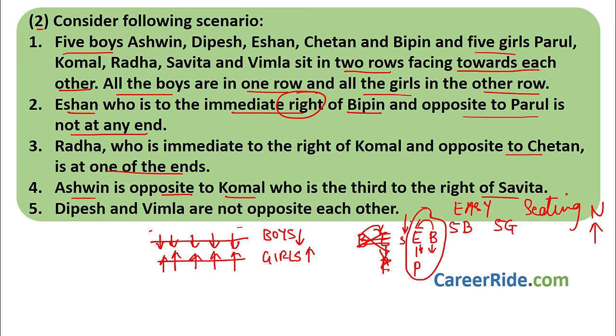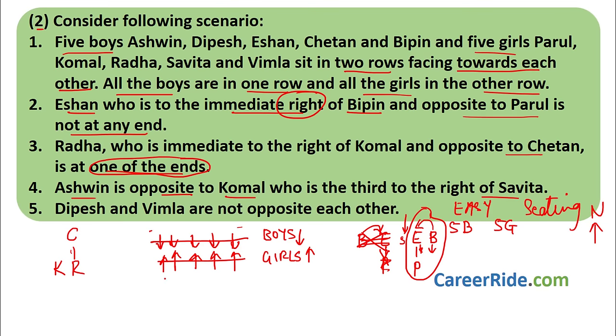What is the next sentence? Radha, who is immediate to the right of Komal. Now girls are facing normal upwards, so we'll have Radha, and Radha is to the immediate right of Komal. And opposite to Chetan. So Radha and Chetan are opposite to each other. Radha is at one of the ends. Take a look over here.